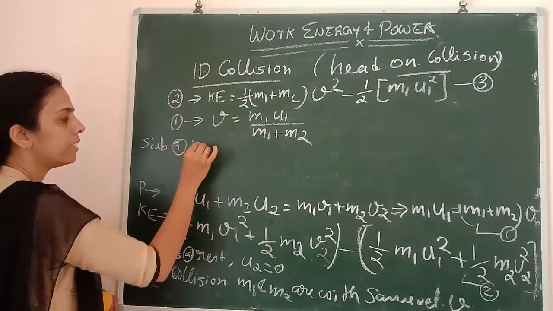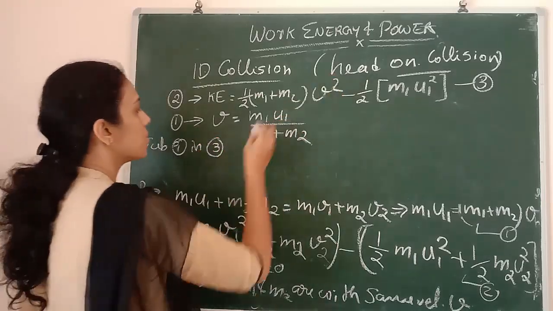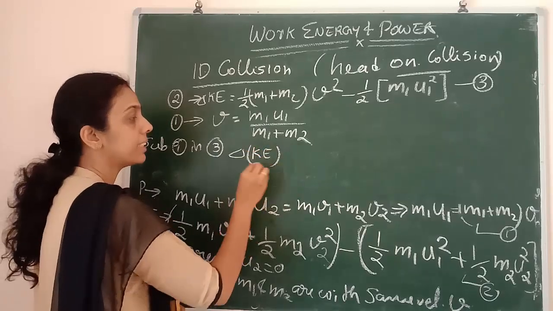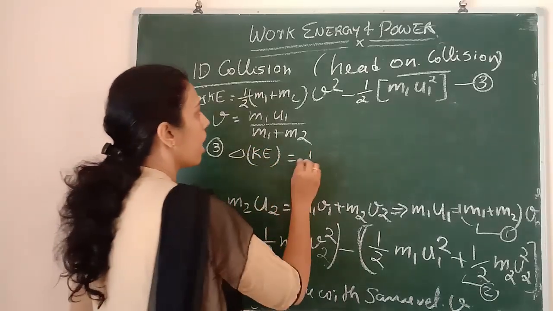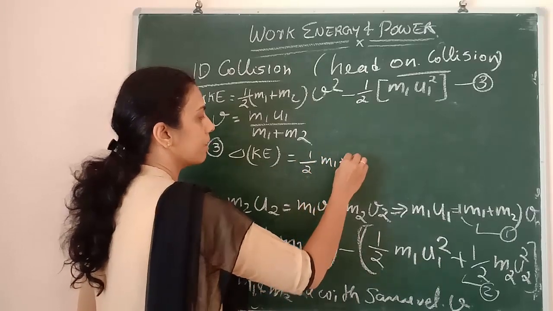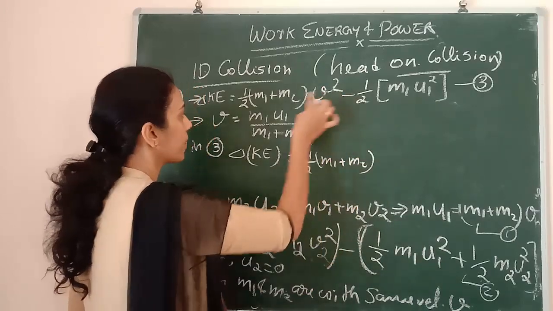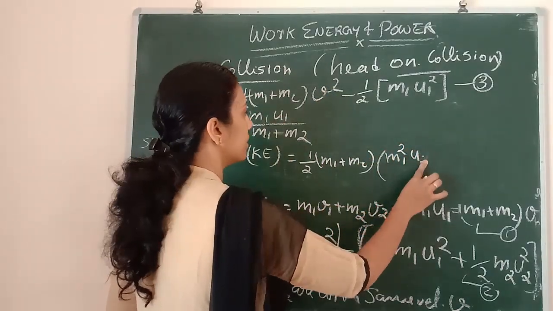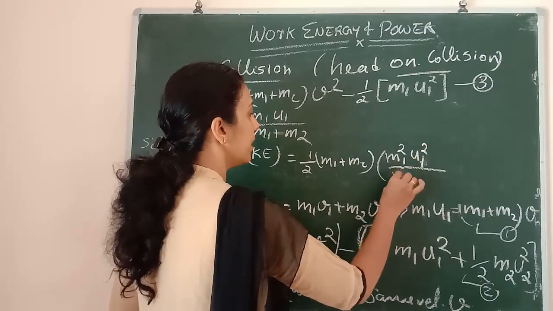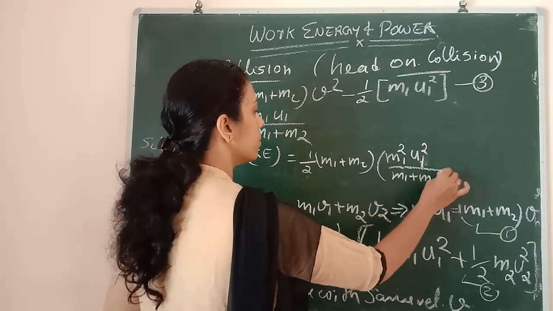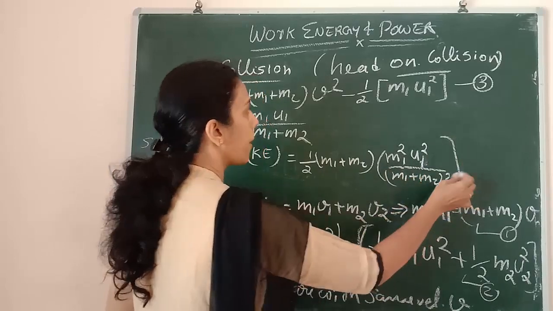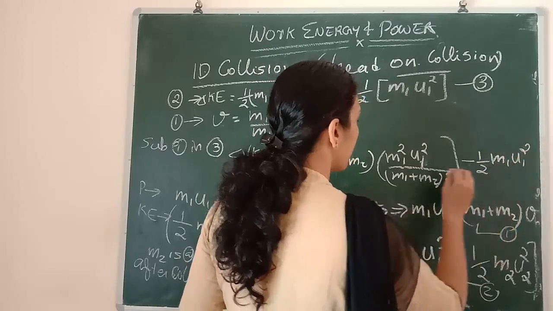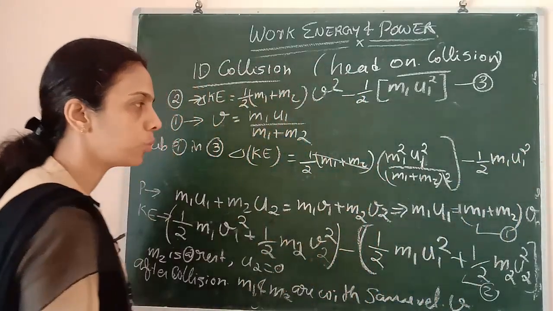Now I am substituting 1 in 3. So the change in kinetic energy, the loss in kinetic energy, I am writing as delta KE, will be equal to half (m1 plus m2). Instead of v square, what can I write? m1 square u1 square divided by (m1 plus m2) the whole square, minus half m1 u1 square. One (m1 plus m2) and one (m1 plus m2) will get cancelled.